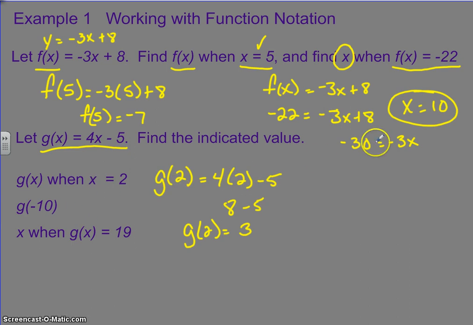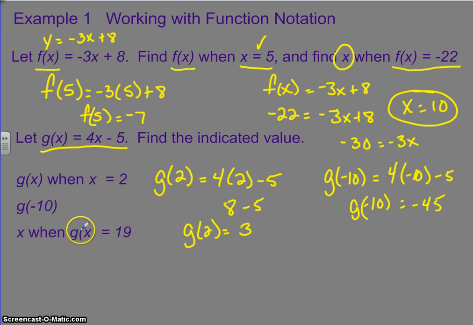Okay, let's look at the next one. g of negative 10. We're just substituting. Again, negative 10 took the place of x, so negative 10 is going to take the place of x on the other side in the equation. If we work this out, g of negative 10 equals negative 45.